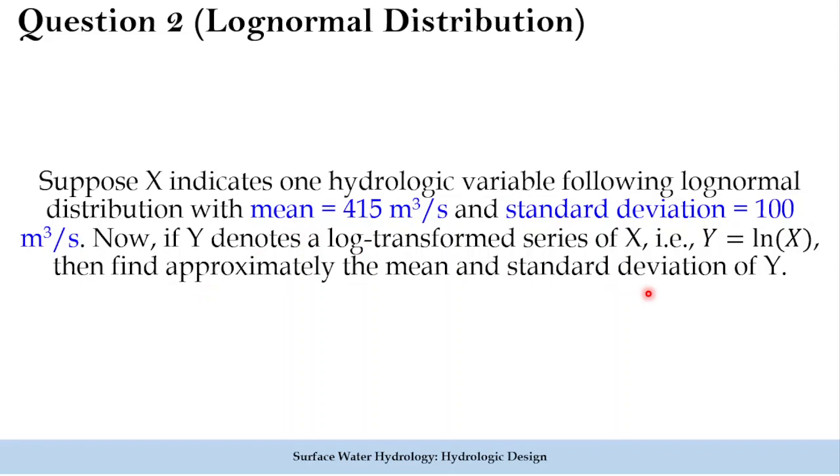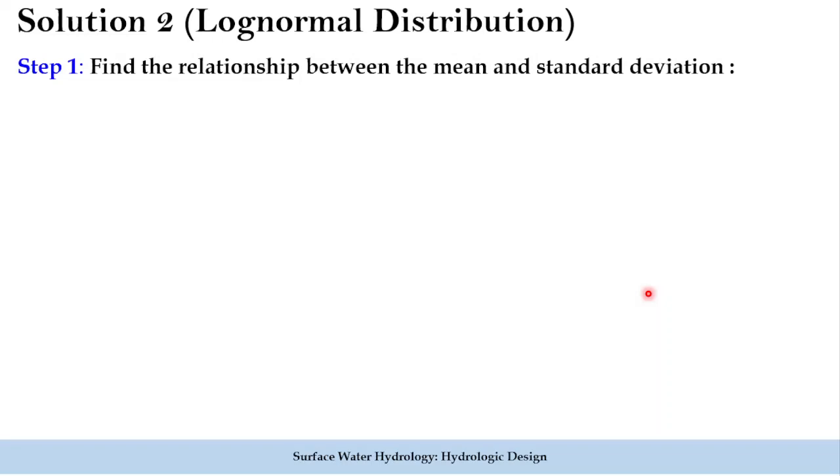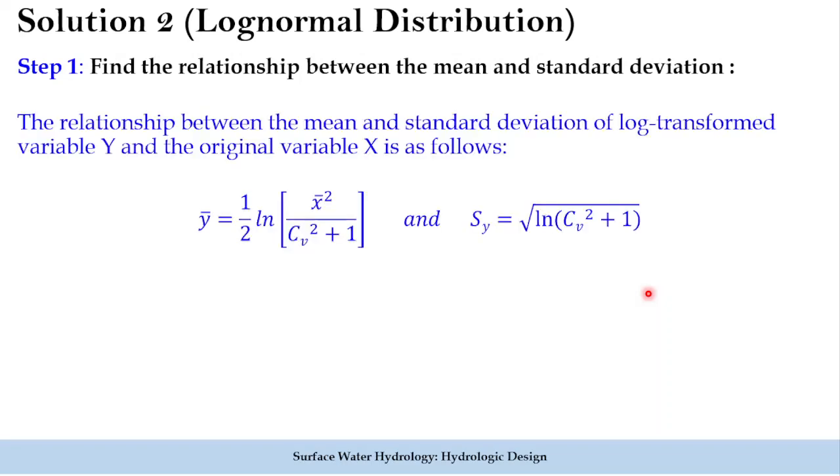So initially the mean and standard deviation which has been provided is for the series following the log normal distribution, while the new mean and standard deviation that we need to find out is for the log transformed series of X, which is Y. So let us find out the log transformed mean and log transformed standard deviation of Y. In this regard, first of all, we need to find out the relationship between the mean and standard deviation.